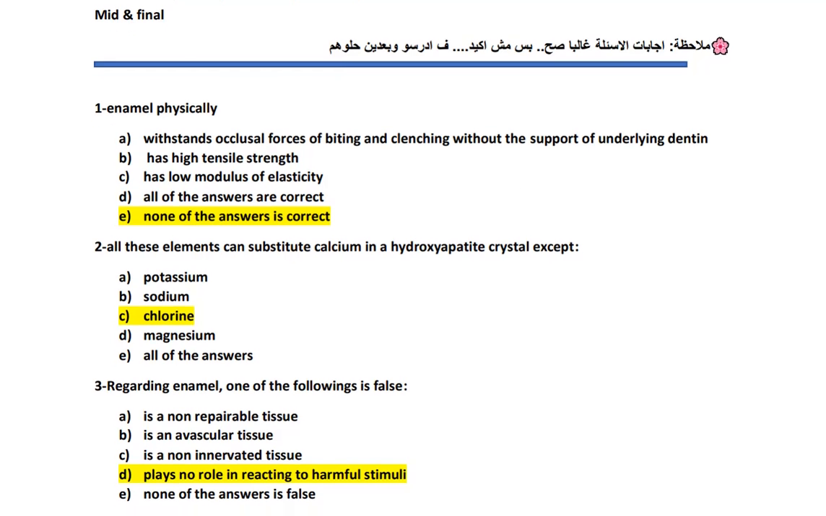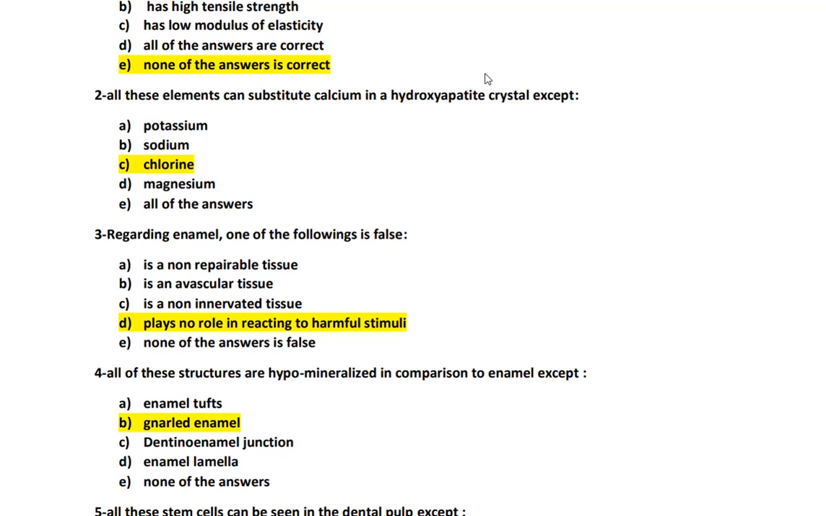Okay. All these elements can substitute calcium in a hydroxyapatite crystal except: potassium, sodium, chlorine, magnesium. All of the answers. هلا الكلورين هذا has more to do إنه لازم تكون حافظ إيش اللي هم elements that can substitute in calcium in hydroxyapatite crystal. But if I forgot what the exam for one reason or another بقدر أعرف إنه الكلورين. ليش؟ لأن الكلورين هو الأود بين كل هدول elements.